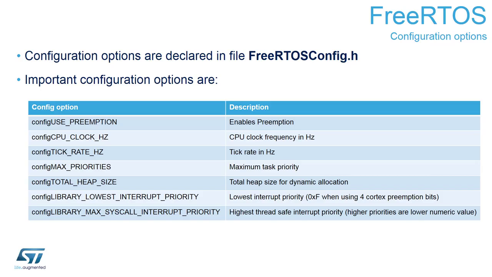Then we've got the tick rate in Hertz, so how often our context will be switched. It is in fact configuring one of the timers, in our case it will be SysTick, to generate an interrupt which would trigger the context switch, so the switch between the tasks of the operating system. The next parameter, a very important one, is the number of priorities we will use within our application.